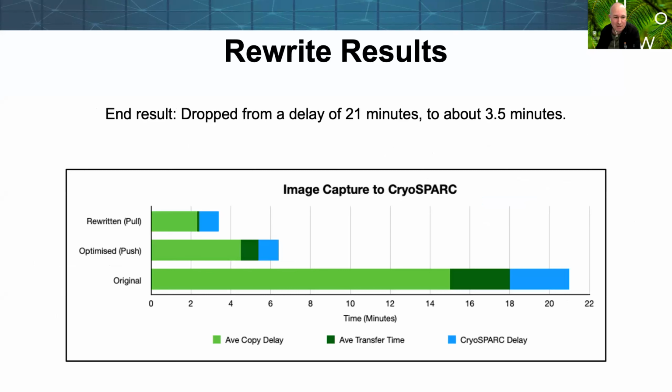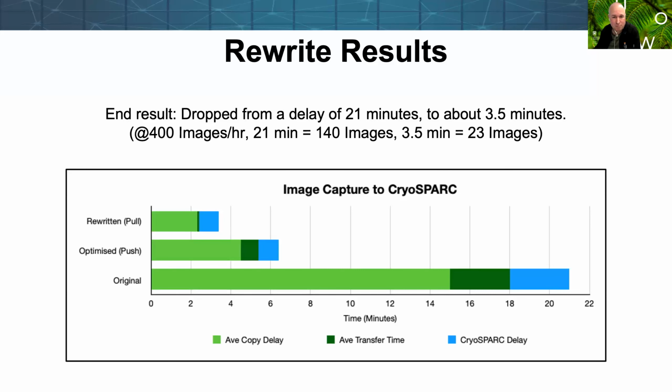So what that meant is that, again, things went even faster. We dropped that initial 21 minutes down to about 3.5 minutes now, which, given we were getting about 400 images an hour coming off the microscope, 21 minutes meant that you were 140 images behind. The 3.5 minutes meant that the researcher, and what they were seeing on the screen, was only 23 images behind, which, I'm not a researcher, but obviously the quicker you can see what's going on, the better.